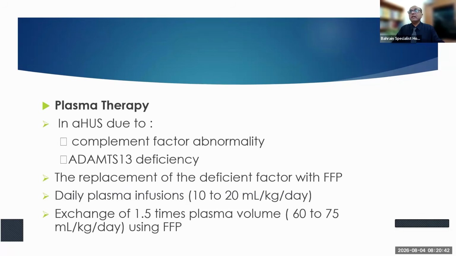Plasma therapy is mostly reserved for atypical hemolytic uremic syndrome, especially if there is a complement factor abnormality or ADAMTS13 deficiency. The deficient factor is replaced with fresh frozen plasma, with daily infusion of 10 to 20 ml per kg per day. There will be an exchange rate of 1.5 times plasma volume using FFP.